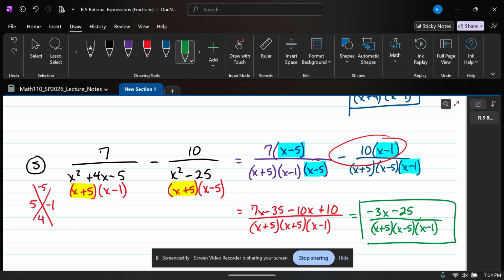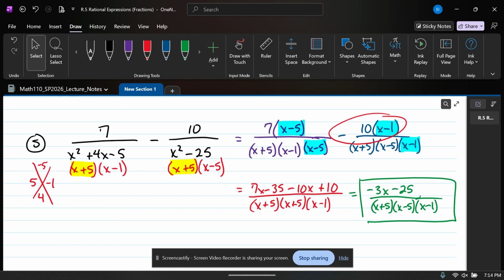Okay. Whew. A lot of stuff. Factoring is the key, though, and when you're adding, subtracting, you've got to have like denominators. When you're multiplying, dividing, just factor. You don't have to have the denominator the same.